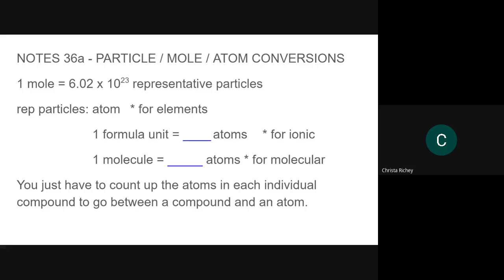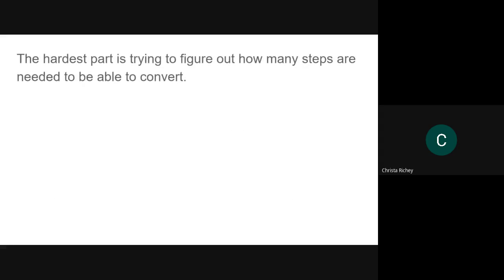If you're going from moles of either a covalent or ionic compound, you first have to go to its particle and then you can go to its atom. It just depends. And honestly, to figure out how many atoms are in a compound, you just have to count them up, which is what we started with last Monday. The hardest part is figuring out how many steps you have. Now, I took that out of today's paper because I told you if it was a 1-step or a 2-step with the conversion process.